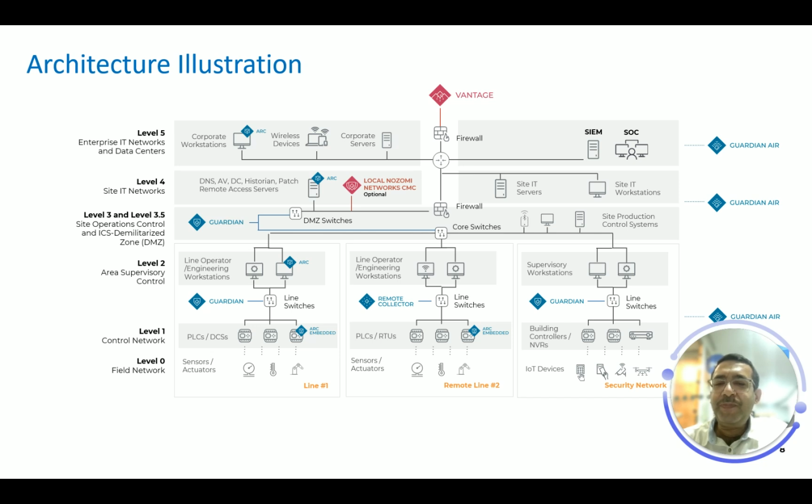You can see the product here was Nozomi. There is an IDS product called Guardian, which is put on the SPAN port with the line switches so that it is able to discover and detect. From there you can see the endpoint agents on the workstations, which are mentioned here.